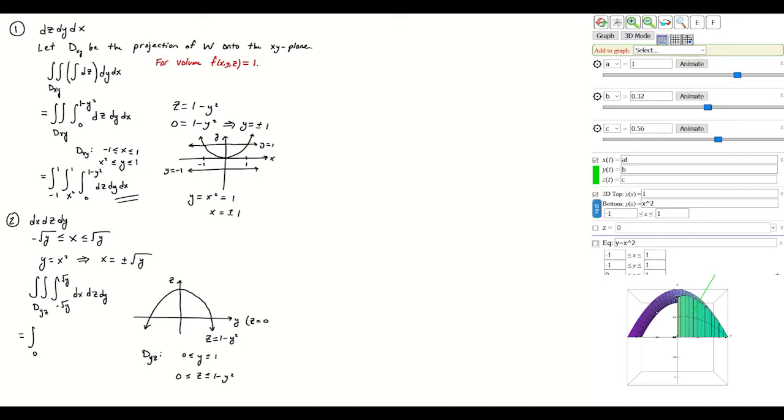So 0 to 1, integral 0 to 1 minus y squared, integral negative root y to positive root y, dx, dz, dy.